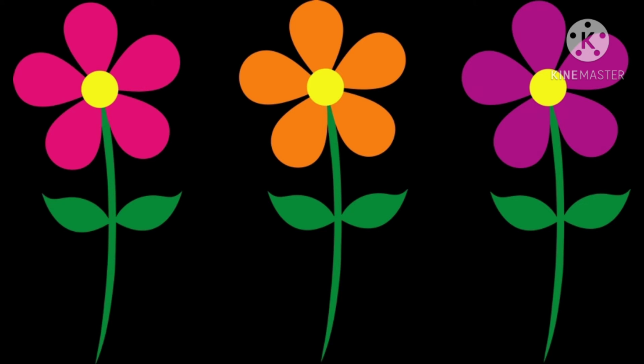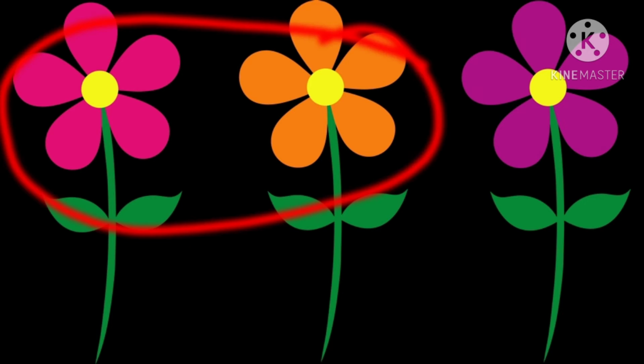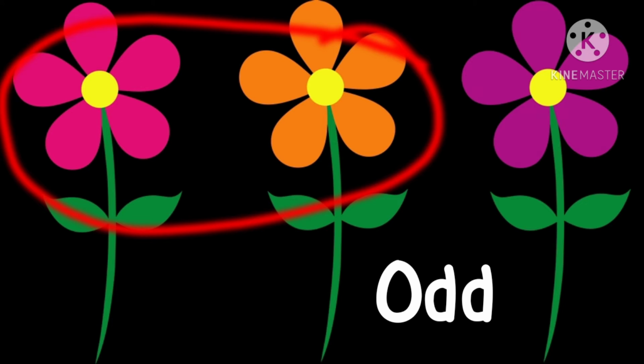Now look at the screen. How many flowers are there? There are 3 flowers. Let's make pairs of these flowers. Children, when we make pairs of these flowers, there is one flower left. So this is odd number or even? Yes, this is odd number. It means 3 is an odd number.